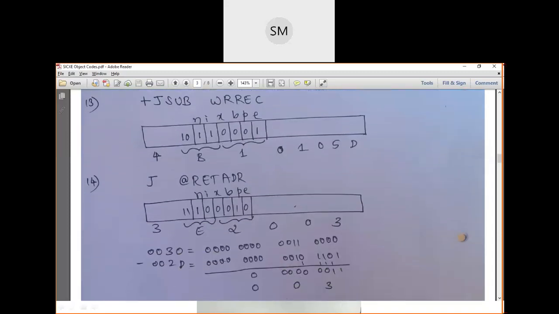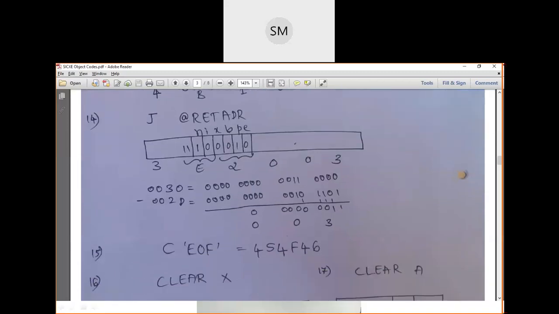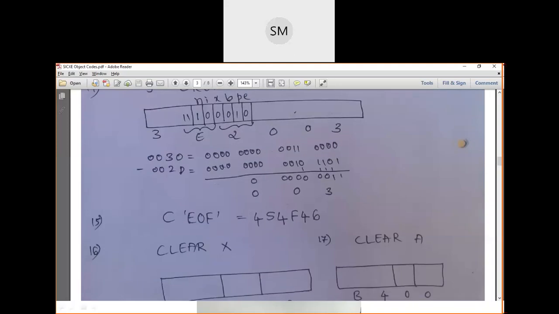Plus JSUB. Again, the fourth instruction, that is the opcode of JSUB. Then N, I is 1, X is 0, B is 0, P is 0, but E is 1 here. The address of write record is 105D. Then J @RETADR. Here you write the J opcode, and N is 1, I is 0, X is 0, B is 0, P is 1, E is 0. Then if you subtract this, you will get the object code as 3E2003, because the displacement you will get is 003.